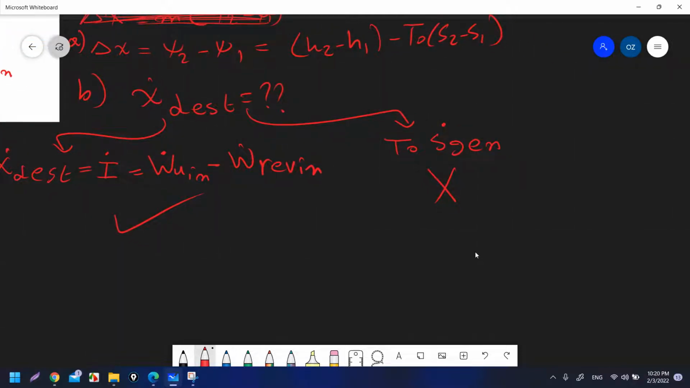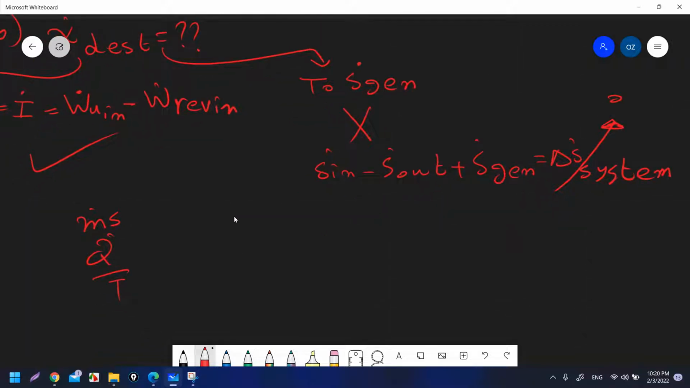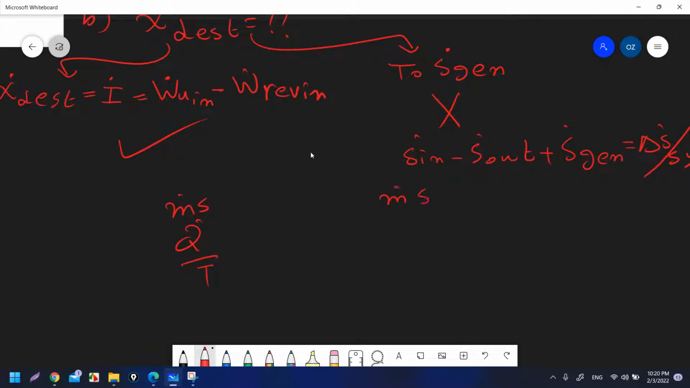For S generation we get it from the entropy balance. S in dot minus S out dot plus S generation dot equals delta S, the rate of entropy change in the system. We know it is a steady device, so this term is equal to 0. For entropy transfer, we don't have entropy transfer by work, so you only have either heat transfer or mass transfer. With mass it will be m dot s. With heat transfer it will be q dot over T. Of course we have mass flow rate, we have inlet and outlet, so we can say we have m dot s1, the inlet, minus m dot s2, the outlet.